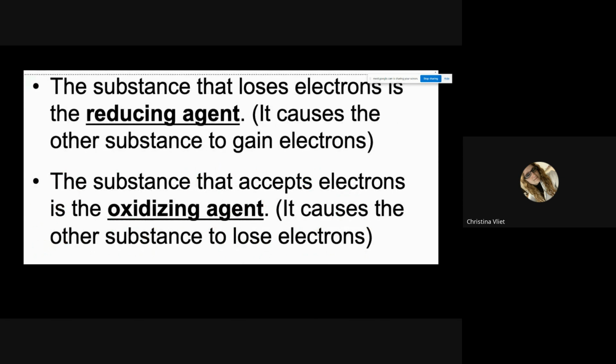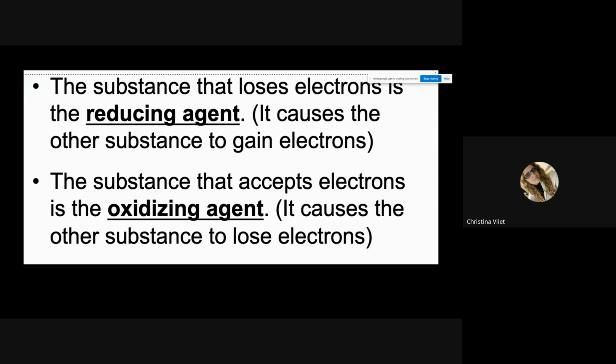The substance that loses electrons is also known as the reducing agent. Meaning, the substance that loses electrons loses them to another element. It gives its electrons to another element. It causes the other element, and that's what I wrote in the parentheses, it causes the other substance to actually gain electrons.